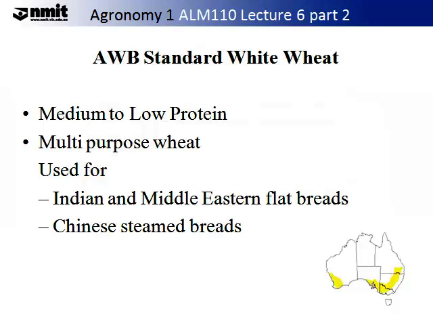The AWB standard white wheat is a grade that has medium to low protein. It is a multi-purpose wheat which is used for the Indian and Middle East flatbreads and the Chinese steamed bread markets. And again, the map on the slide in yellow illustrates the area where this is grown. This is grown in New South Wales, Victoria, South Australia and WA.